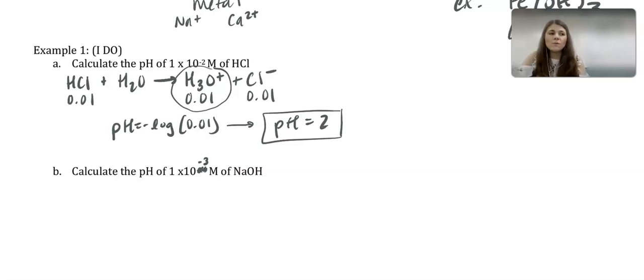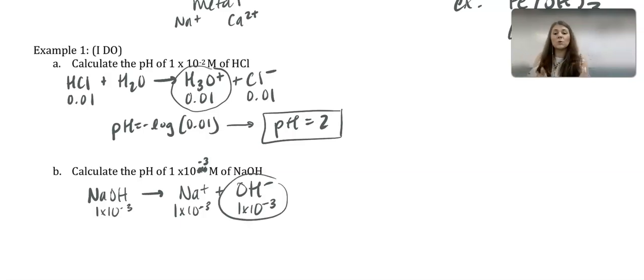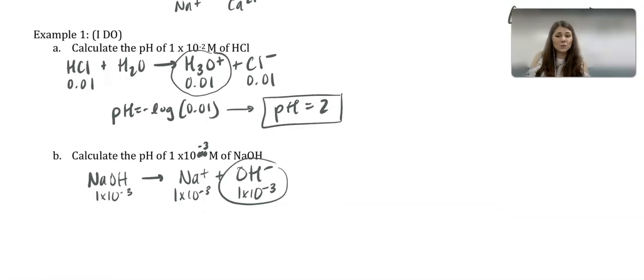Calculate the pH of 1 × 10⁻³ molar NaOH. So here I have NaOH, and it's going to break up into sodium ions and hydroxide ions. If this is 1 × 10⁻³, these are both 1 × 10⁻³. So right now, I have the hydroxide concentration, but the question is really asking for pH. We cannot use pH equals negative log of hydronium just yet, okay?